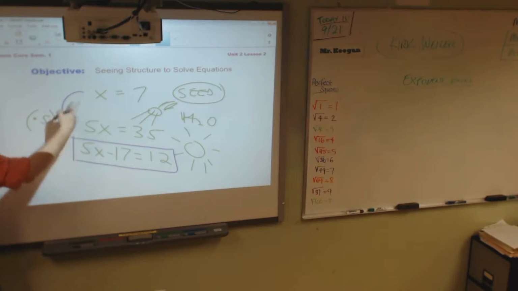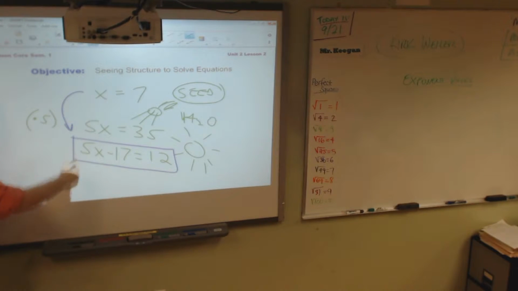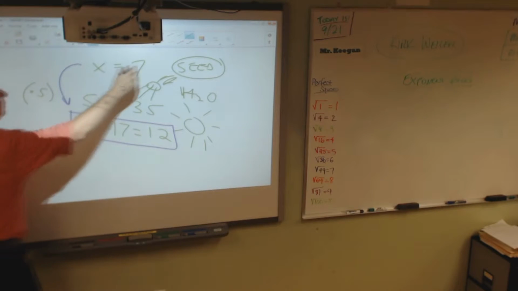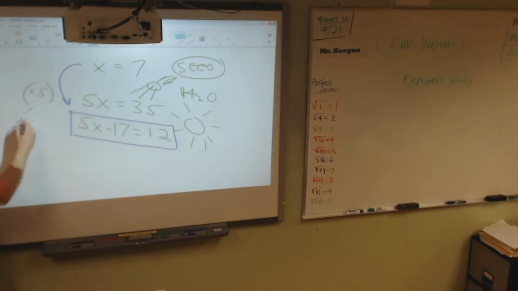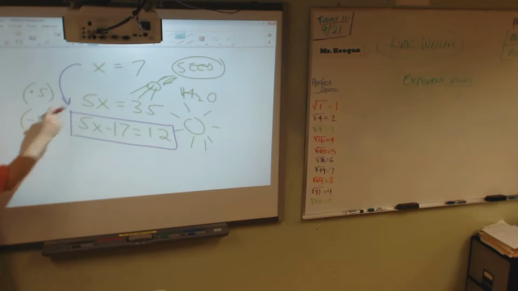So now that we grew our own equation, to solve it, right? Well, first of all, what was the first thing that we did to this equation? What was the first step we did to go from here to here? Multiplication. Multiplied by?